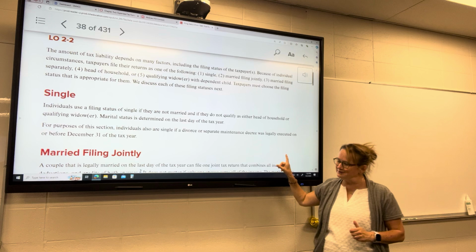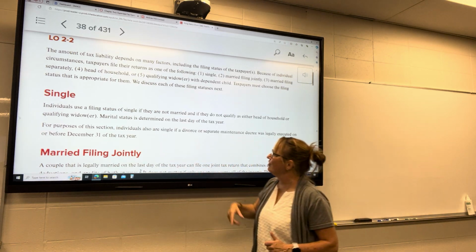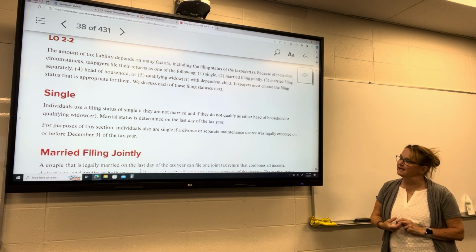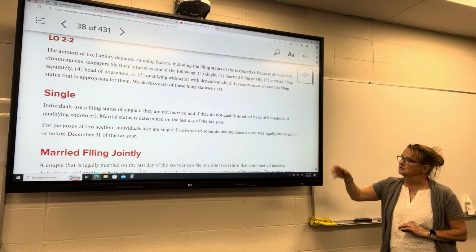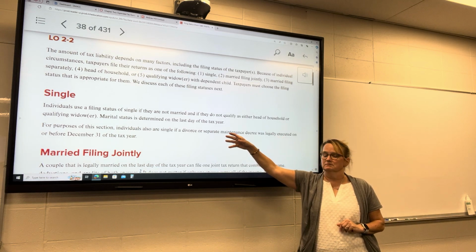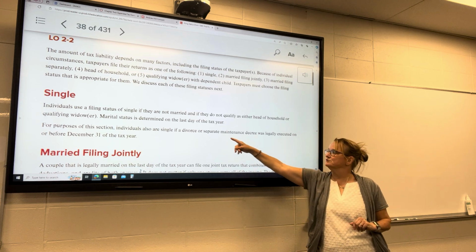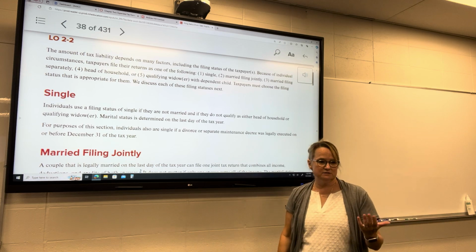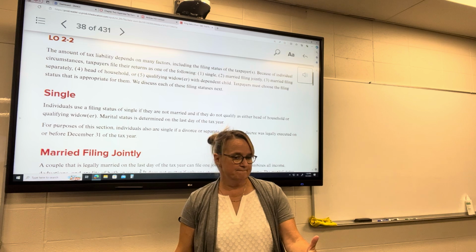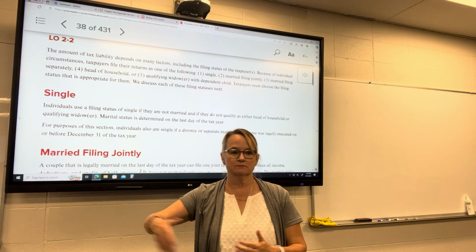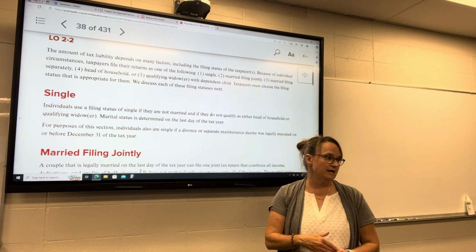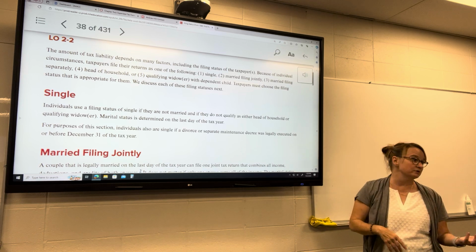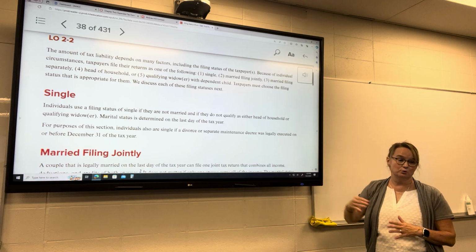So this is one of those nuances I talked about. Individuals are also single if a divorce or separate maintenance decree was legally executed on or before December 31st. So I had mentioned the divorce aspect, but also if there's a separate maintenance decree, so the divorce isn't final, but one of the spouses has to provide some sort of support. Not just that they're giving them some money every month, but an actual legal document. So that is one of those nuances. If there is a separate maintenance decree before December 31st, then that individual would file as single.